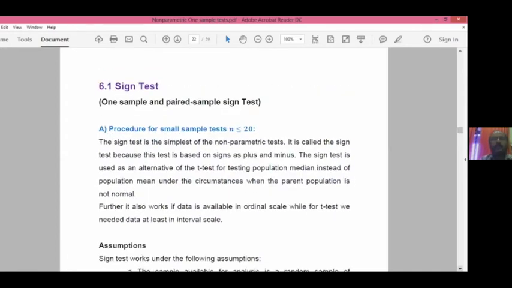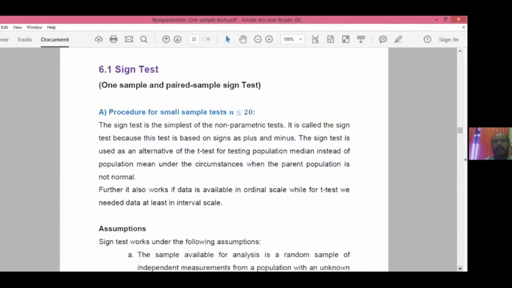Now first I would like to discuss what the sign test is, in one-sample and paired-sample sign tests. The procedure for the small sample test is used when n is less than or equal to 20. The sign test is the simplest of the non-parametric tests. It is called the sign test because this test is based on signs, plus and minus.